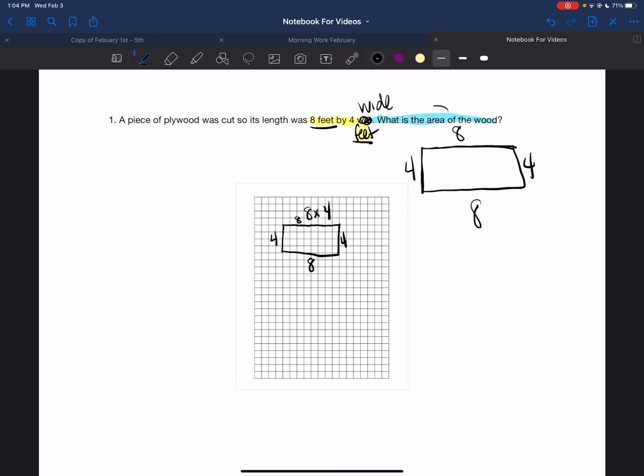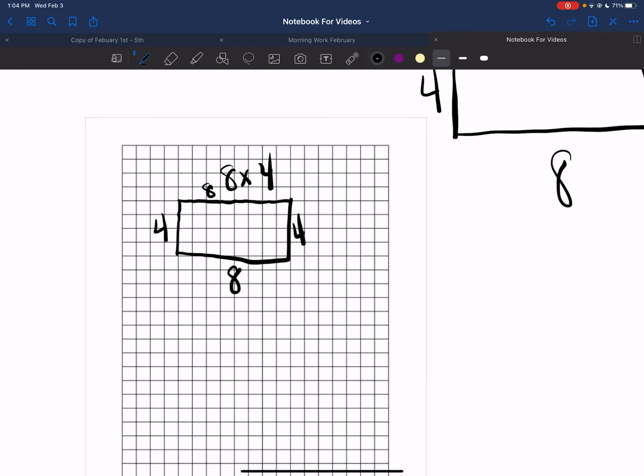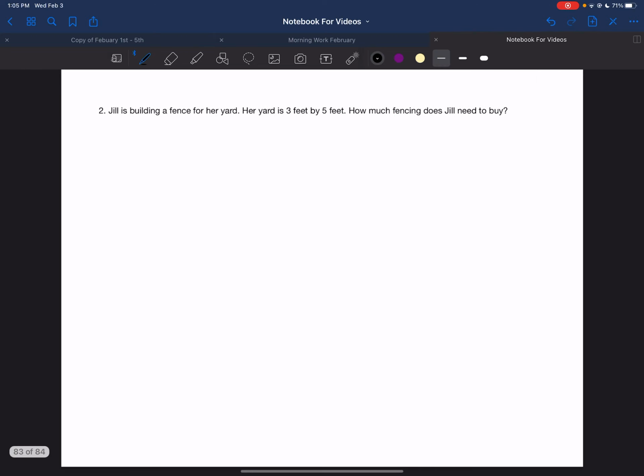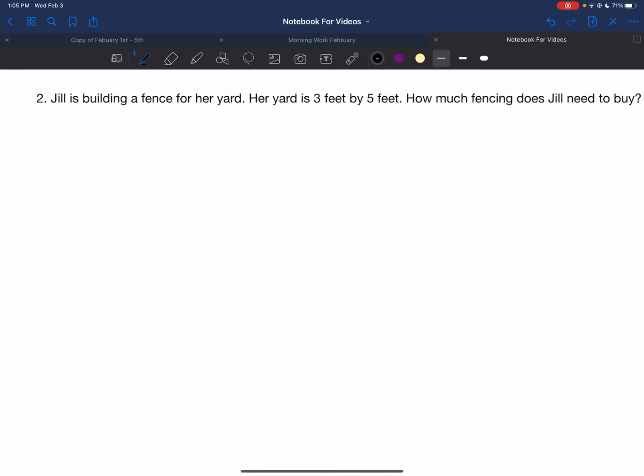Now we're determining area, so I'm talking about the inside of the shape. So I want to know how many square units are on the inside. So all I have to do is count. I can also find area by multiplying 8 times 4. So if you were to count those square units on the inside or multiply 8 times 4, you're going to get your area. And 8 times 4 is 32. So A equals 32.